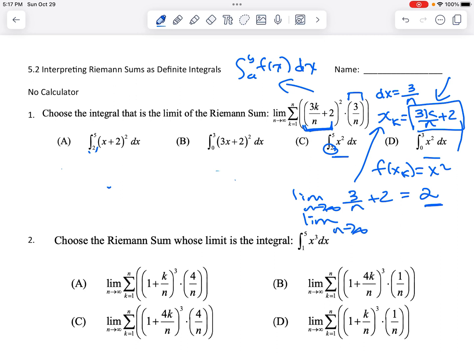And then I want to know, where's my last rectangle? So we're going to plug in n for this k right here. And this limit is going to take me to 5. So this is how you determine what the bounds are on that integral. So using my setup, it looks like this would be the definite integral that matches this Riemann sum. Okay, let's try the next one.